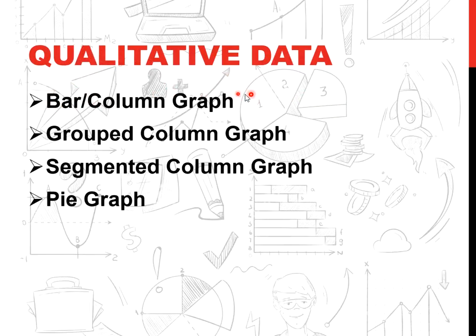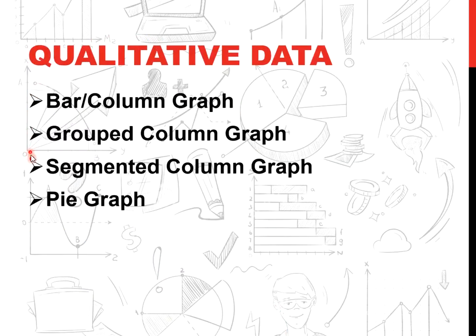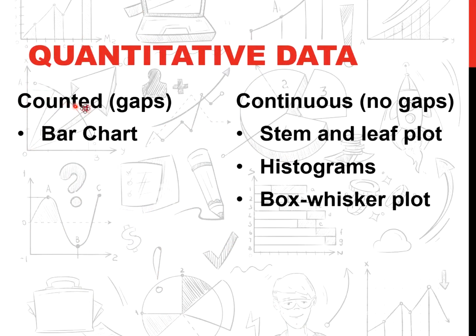So, qualitative data: bar or column graph, grouped column graph, segmented column graphs, and pie graphs. Ito yung ating qualitative data. So, kapag qualitative yung data, ito mga ginagamit. Kapag quantitative naman, kapag counted with gaps, bar chart. Kapag continuous or no gaps, stem and leaf plot, histograms, and box and whisker plot.